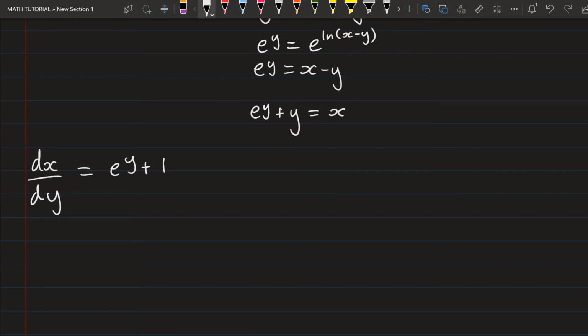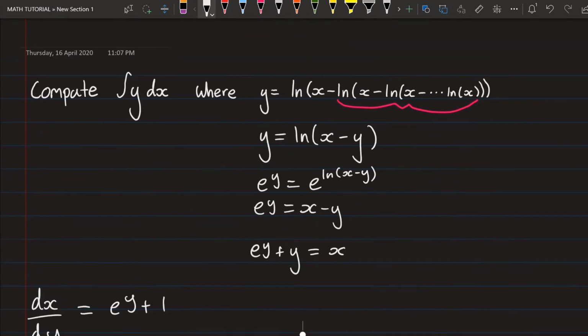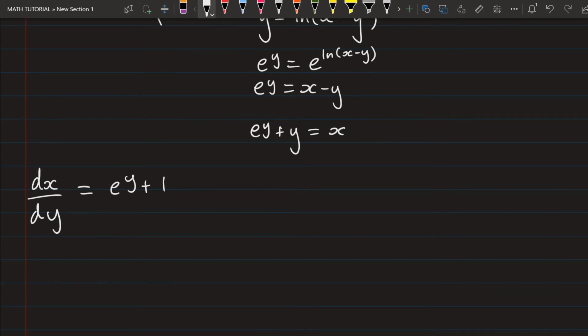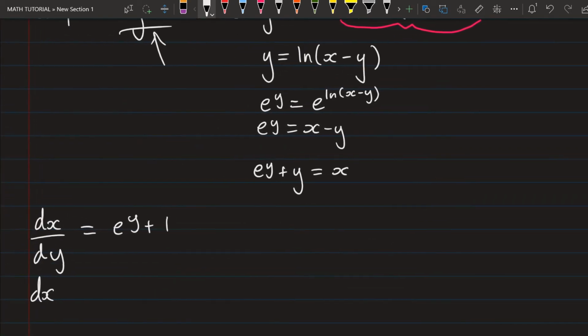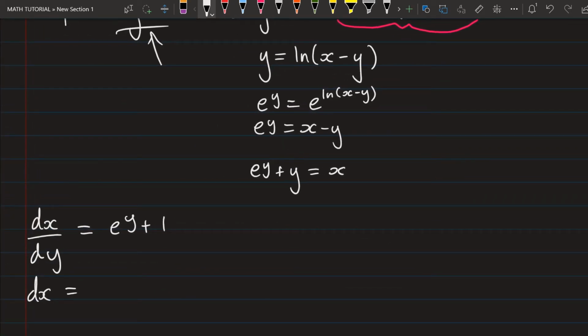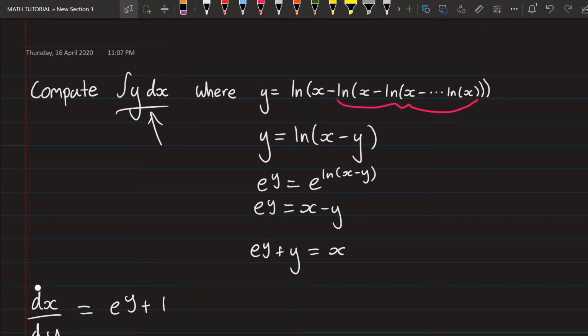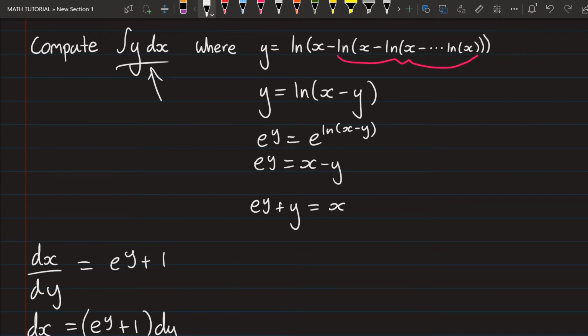and let's find dx. This can help us here with our definition right here. So to do this, we just multiply each side technically, or integrate both sides by y. And what this gives is dx is equal to e to the y plus 1 dy. And now we can actually substitute this directly into our integral.